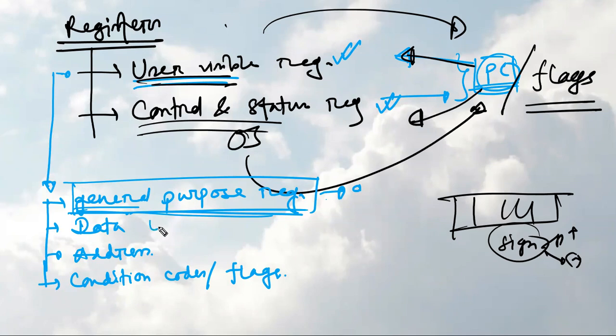So these two registers are very specific. That is how they are used. One could be used for storing data, and the address register will store different kinds of addresses. We have learned about memory locations in different chapters.